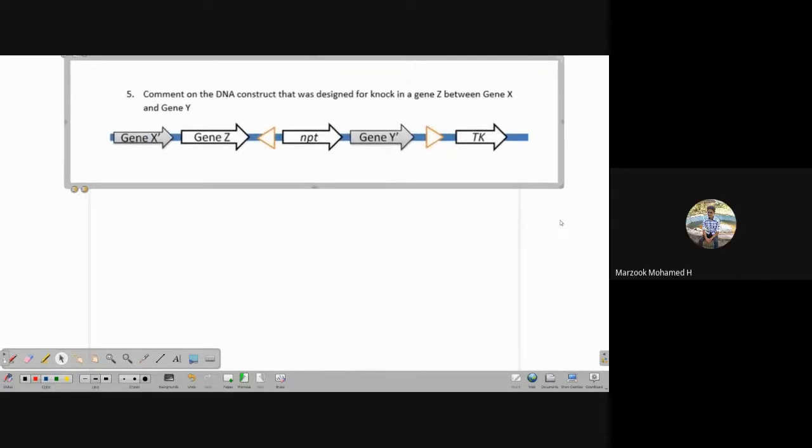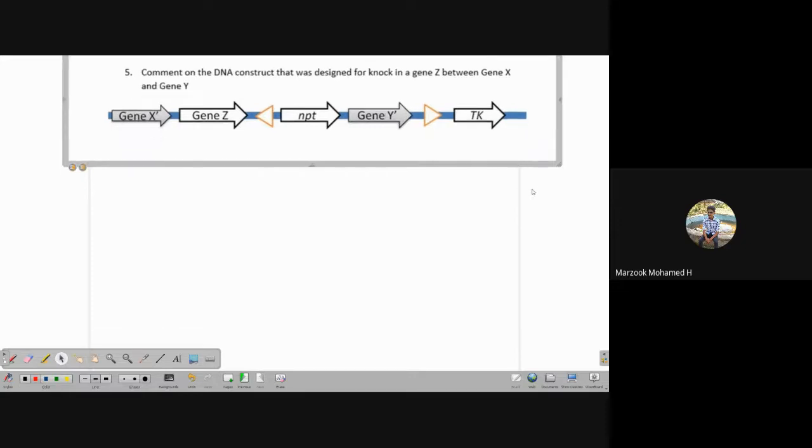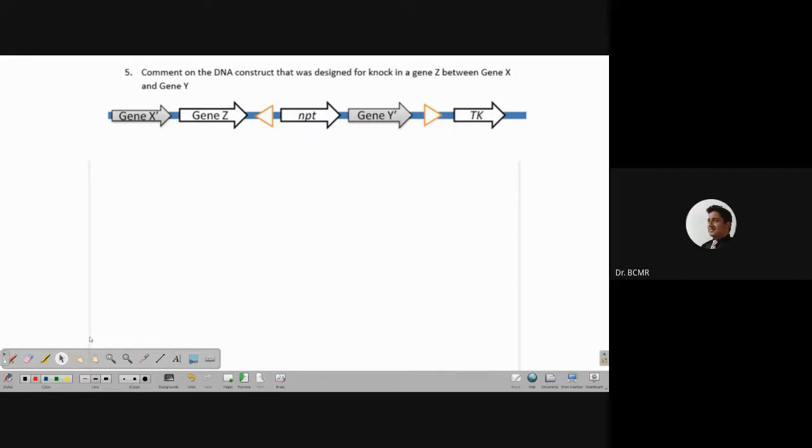Sir, for this given diagram, the RRS is opposite, that is, inversely directed. So this will give inverted products. Between the RRS, the genes will be inverted. So yes, inversion will occur, and we'll get gene Y to the left.